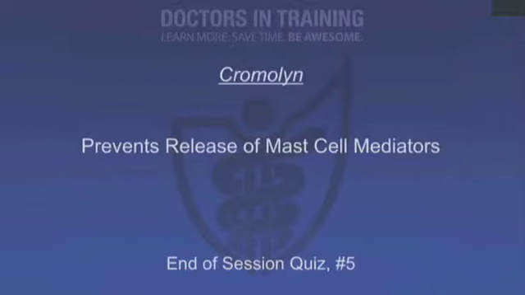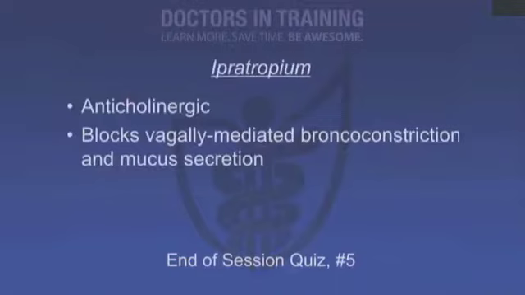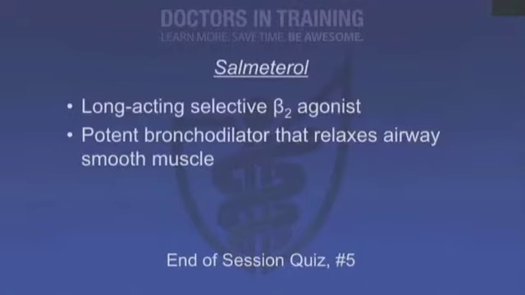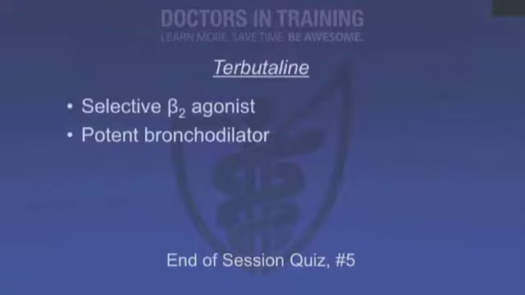Next question, what is the mechanism of action of the following medications? All right, so for cromolyn, this drug is going to prevent the release of mast cell mediators. Ipratropium is an anticholinergic drug. It blocks the vagally mediated bronchoconstriction and mucus secretion. Salmeterol is a selective beta-2 agonist that's long-acting, as we said. It's a potent bronchodilator that relaxes airway smooth muscle. Terbutaline is another selective beta-2 agonist and a potent bronchodilator.